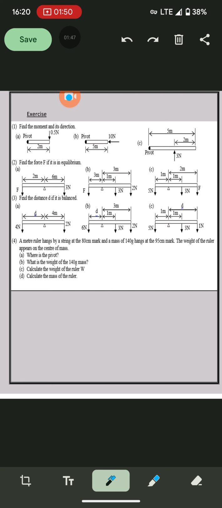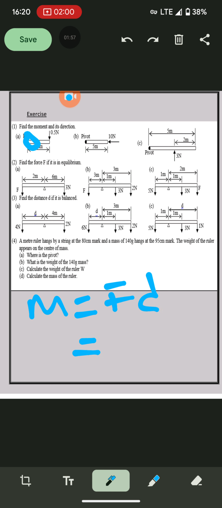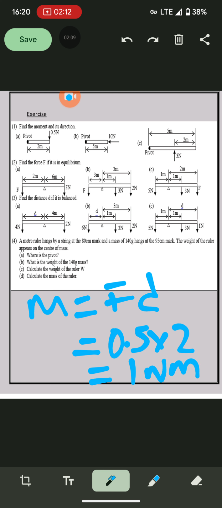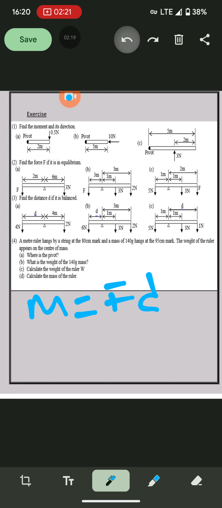So now A, find the moment. You're just going to do moment is equal to force times distance. Force is 0.5 newtons. As you can see, the pivot is here, meaning that if you push like this, it's going to turn like this. So it's going to be 0.5 as the force and distance 2 meters, which is going to be 1 newton meter. The units for moment is newton meter. The N comes from the force, the M comes from the D.